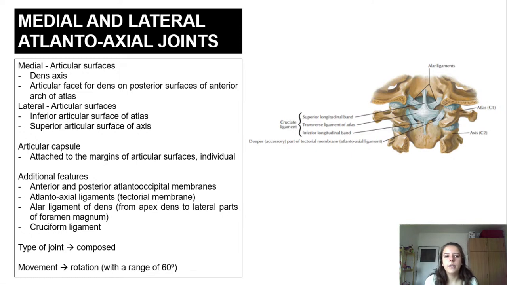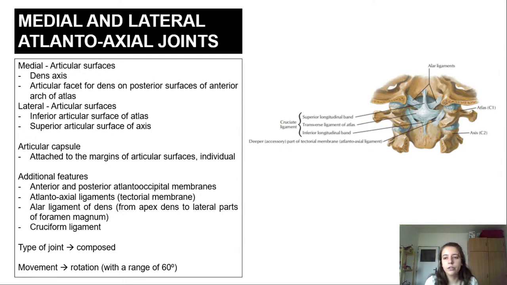Then the lateral ones are going to be the same as in the rest of the vertebrae. The inferior articular surface of the higher vertebra is going to articulate with the superior articular surface of the inferior vertebra, like this. So that's just how it works at all the levels. Articular capsule, it's going to be attached on the margins of the articular surfaces. There are three capsules here, the one on the right, the one on the left, and one on the medial joint.